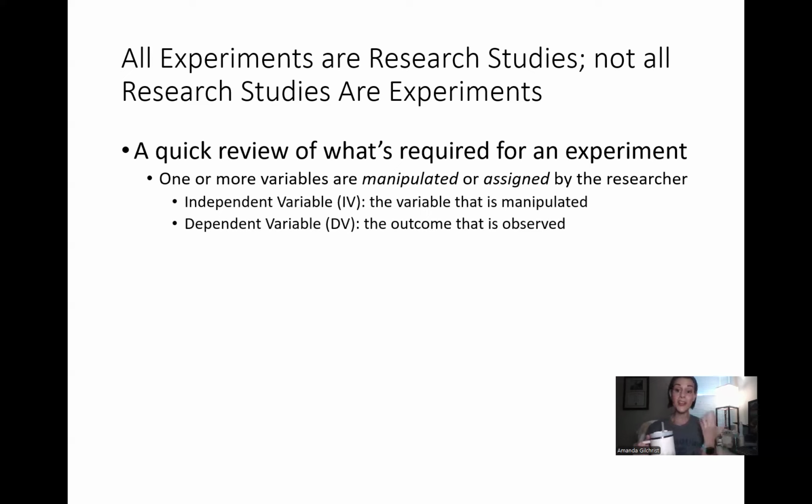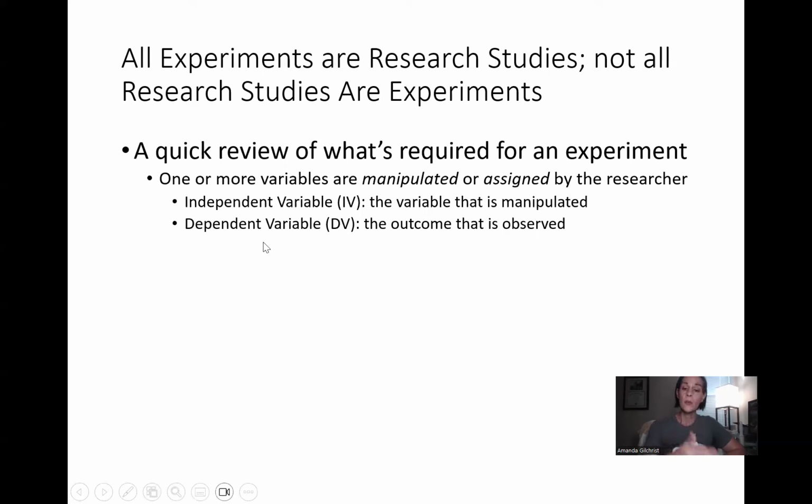So for example, if I want to see if people's driving ability gets worse if they text and drive, I put them in a driving simulator. Half of the group has to text while they use this simulator, and the other half doesn't. My manipulated variable, or the variable that I've assigned to different people, is whether or not they text. So that's going to be my independent variable.